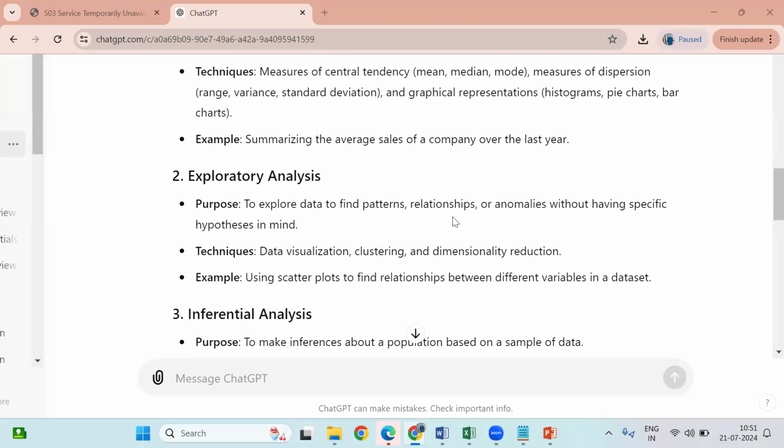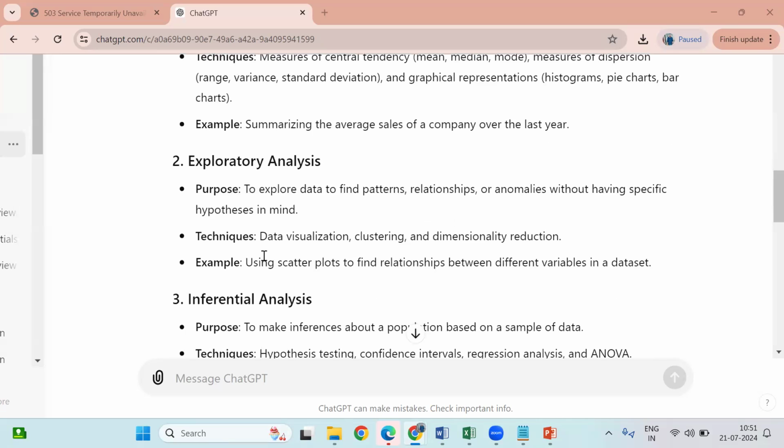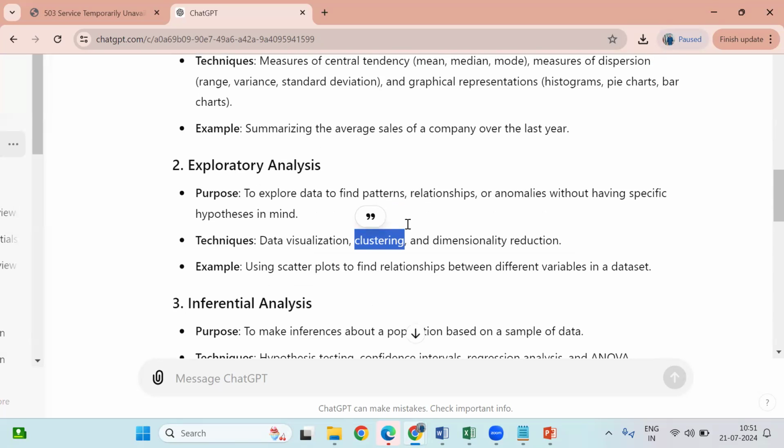And finally exploratory analysis. To explore the data to find patterns, relationships, and anomalies without having a specific hypothesis in mind, right? The techniques we use include data visualizations, clustering, and dimensionality reduction.